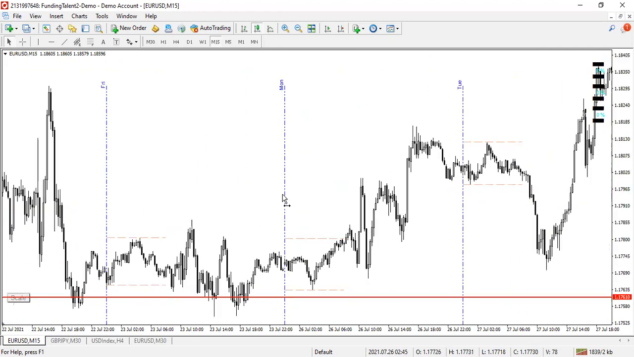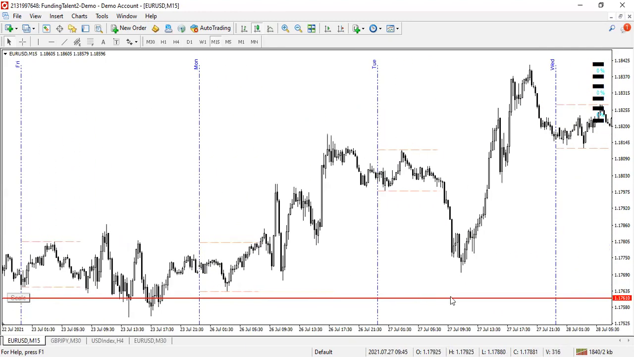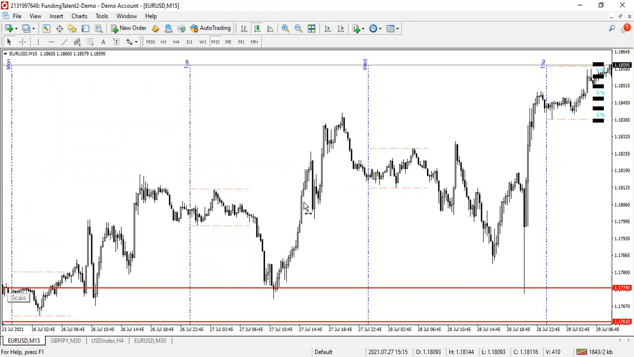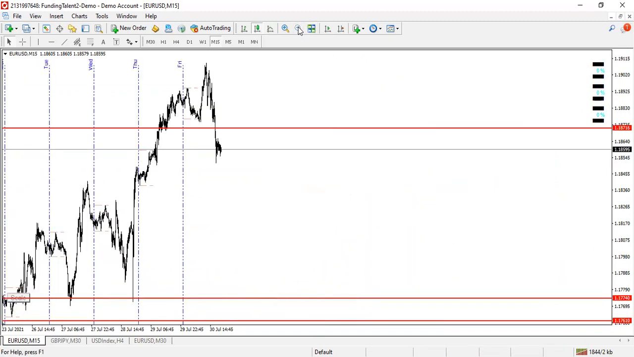So if one took a buy here, say here on Tuesday, a take profit would be up there. Okay, that is how the market moves. It moves from zone to zone.